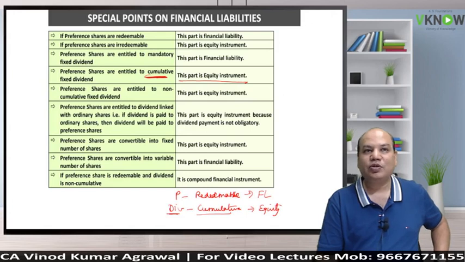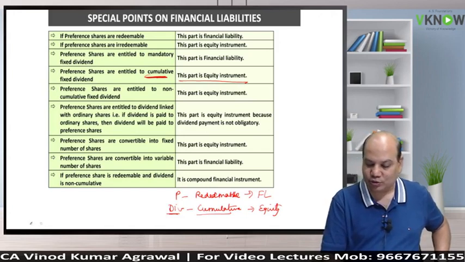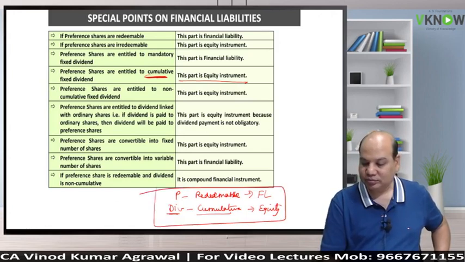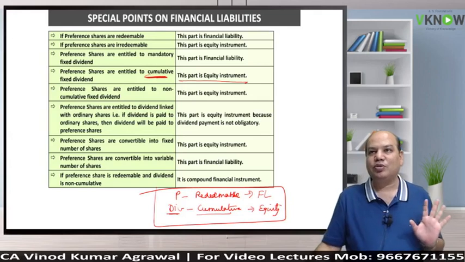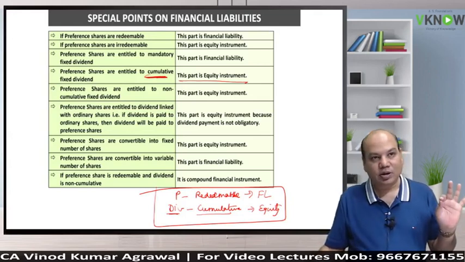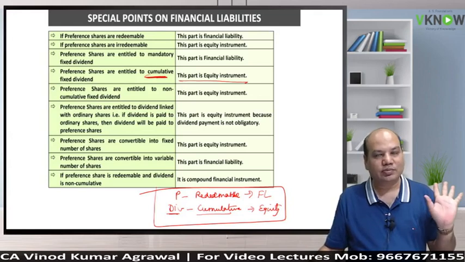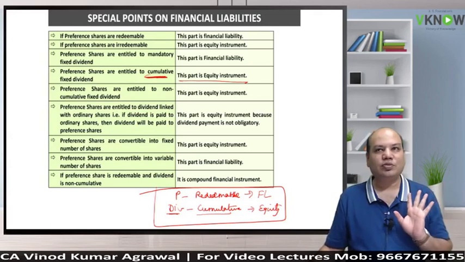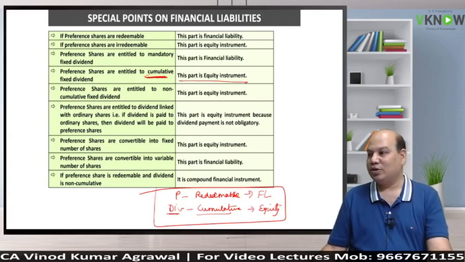So what is the nature of the instrument? Compound financial instrument. Okay, I will test you one more. Have you noted this down? For your understanding, if you understood, it's okay. Principal is redeemable, dividend is cumulative. Compound financial instrument.